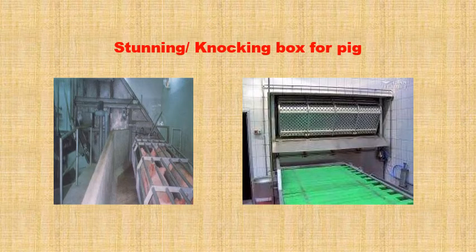Now I will explain some of the machineries or equipment with their photographs. Here you can see the stunning box or knocking box or stunning pen in case of pig. On the left side you can see the pigs can be carried directly into the stunning area through a cage-like arrangement. On the right side you can see another arrangement where the stunning for pigs is done with a proper arrangement and security.